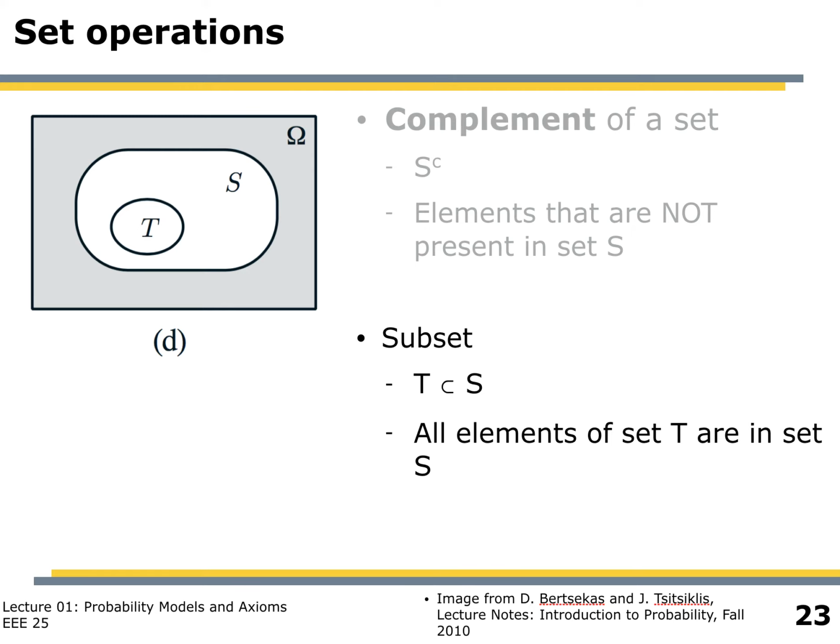Other relationships between sets that we can derive from this Venn diagram is as follows. So T is a subset of S. Here we see that all of the elements of T are also included in S. So alternatively, we can also say that T is a proper subset of S.